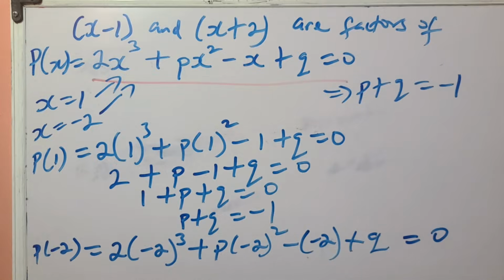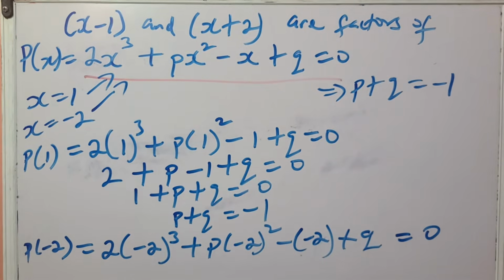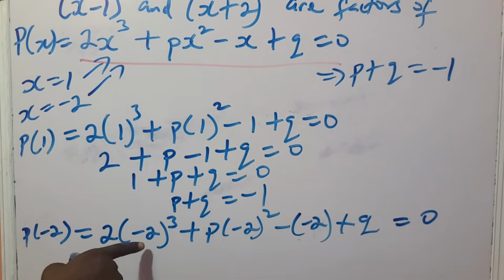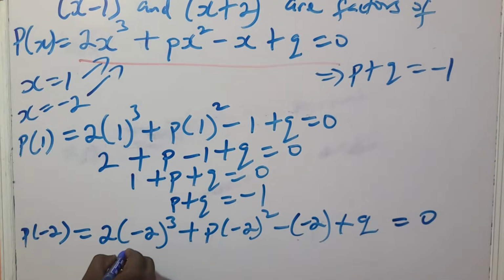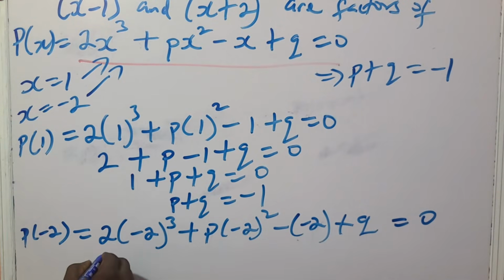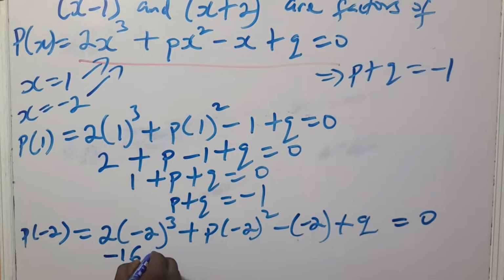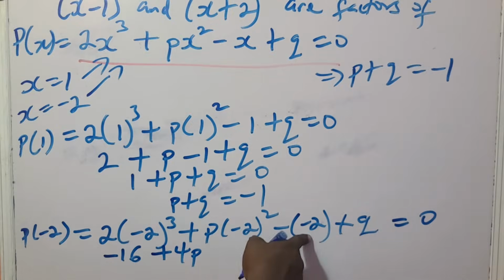All right. So if you go on to try and solve this, minus 2 raised to the power 3 will give me minus 8. That'll be minus 8 times 2. This will give me minus 16. I'm sure you can follow that. Minus 2 raised to the power 2 will give me 4. 4 times p, that will be plus 4p. Then minus times minus, this will be plus 2. And this will be plus q. Must give me a value of 0.